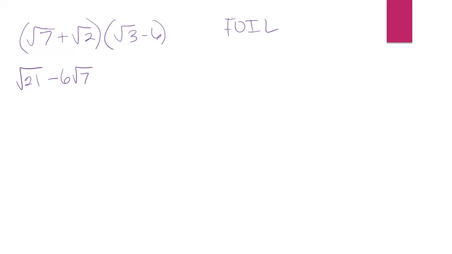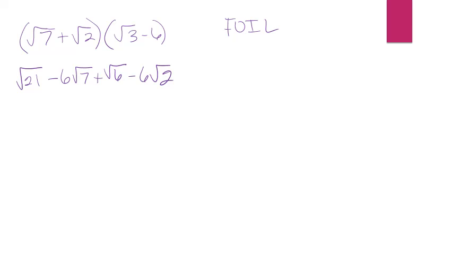When we go inside, we have the square root of 2 times the square root of 3, which is the square root of 6. That's a positive 6. And when we go last, we have the square root of 2 times negative 6, or negative 6 times the square root of 2. And so this is our FOIL. And now we just need to look and see if there's anything that we can go ahead and simplify out of this.